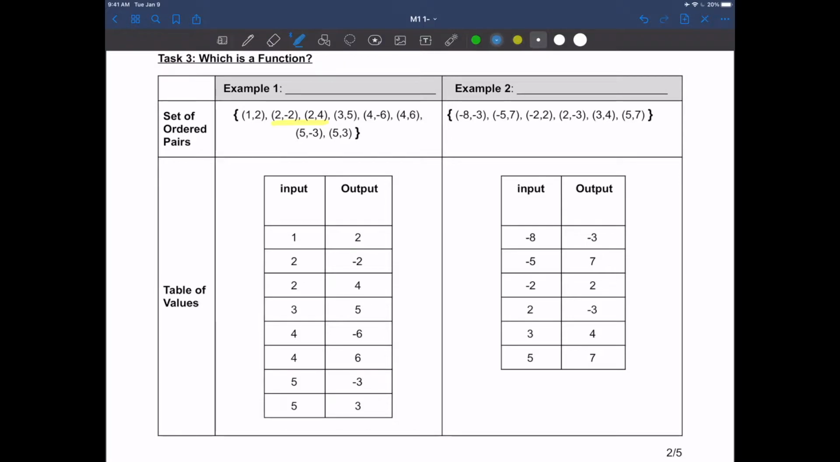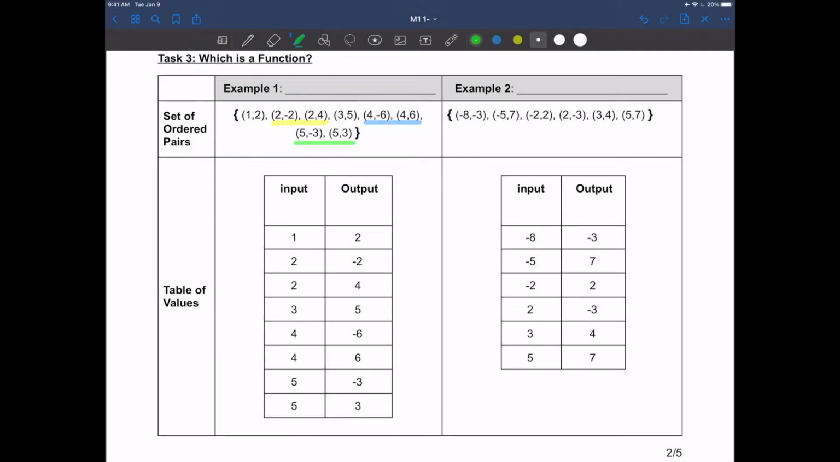Okay, similarly, I can look at x equals 4, same thing. -6 and 6 are not the same outputs. So that's another reason why this isn't a function. And lastly, I can look at 5. The input of 5 goes to 2 different outputs as well. So this is not a function.